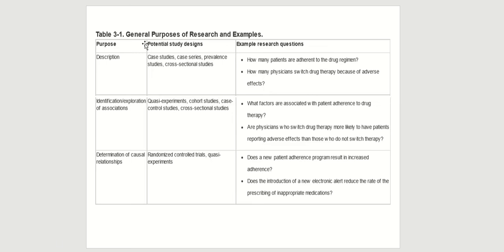And over here in this table, the chapter describes the different types of study designs that may be used to serve any of the three types of purposes. So for description, you can use case studies, case series, prevalence studies, cross-sectional studies. For identification or exploration of association, you may use quasi-experimental designs, cohort studies, case control studies, and cross-sectional studies, whereas for determination of causal relationship, you probably have to stick to randomized controlled trials or quasi-experiments.